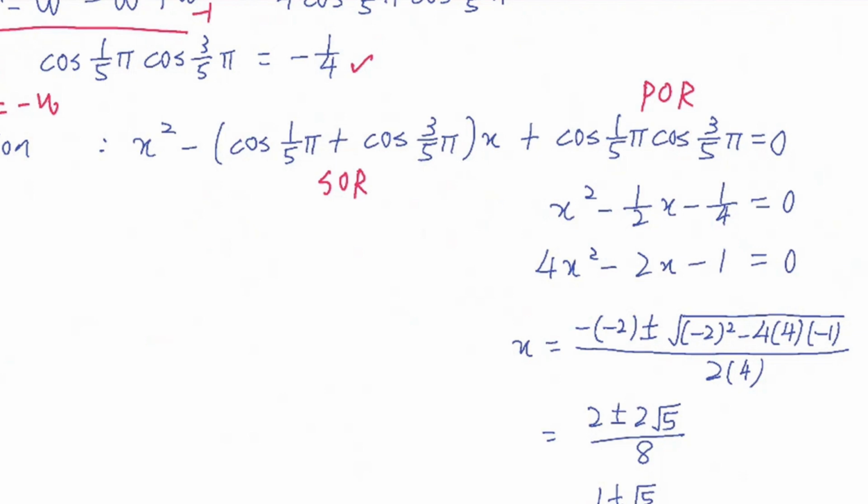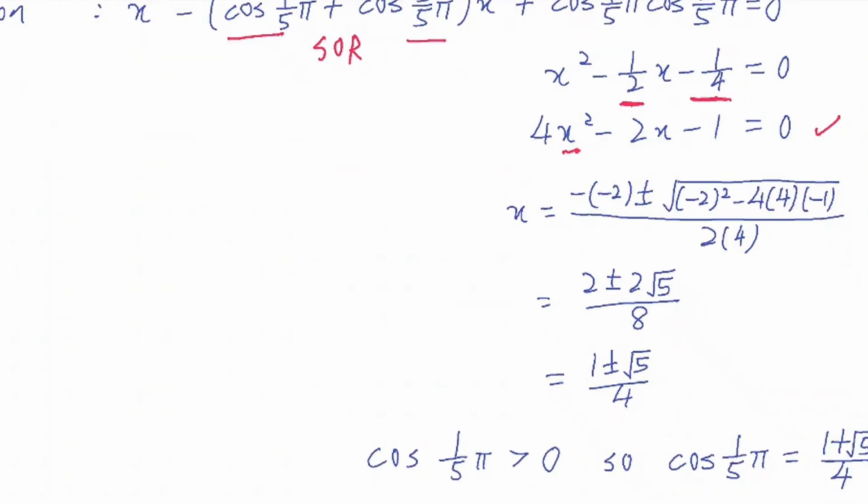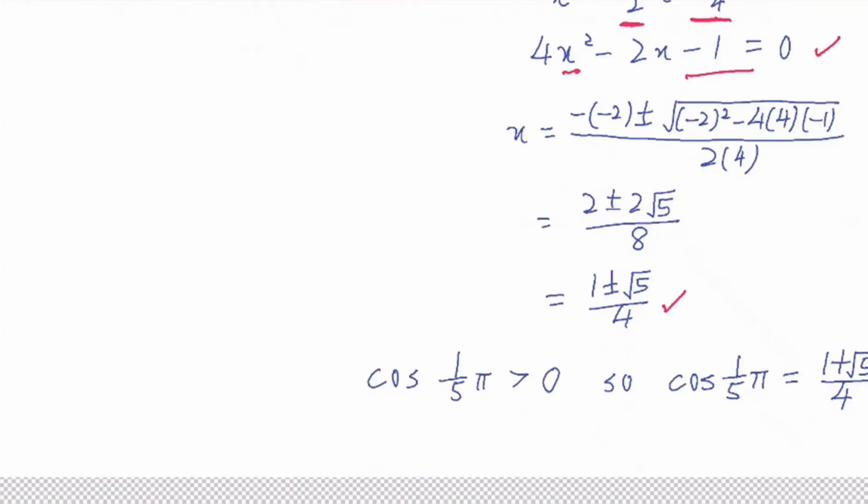Okay, so we already have the values there. The sum of roots is a half, and the product of roots is negative 1 over 4. So we can actually form an equation from there already. The x that we have here would have the roots cos 1 over 5 pi and cos 3 over 5 pi. And from this quadratic equation, we are able to find out the x value for that.